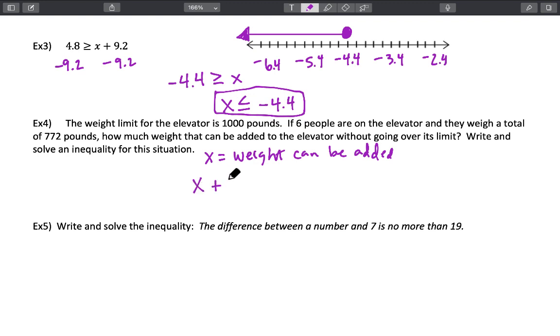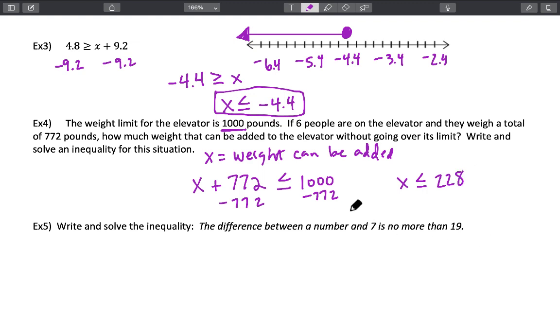We're going to set up our inequality here as x, the weight that can be added, plus the already 772 pounds that we have, cannot go over the weight limit, implying that it can be equal to 1,000, but can't be greater than it. That means it has to be less than or equal to 1,000 pounds. So solving our inequality, we'll subtract our 772 from both sides, and that gives us x is less than or equal to 228 pounds.